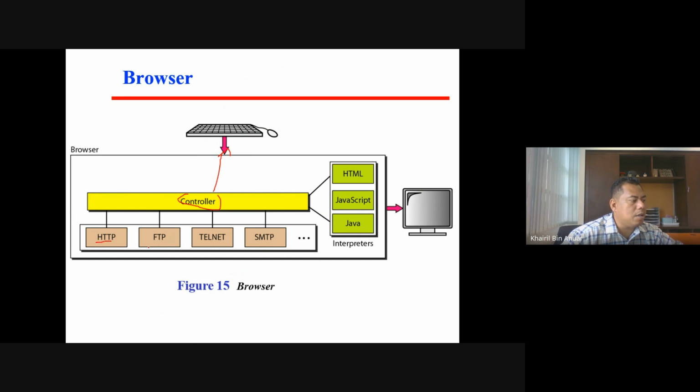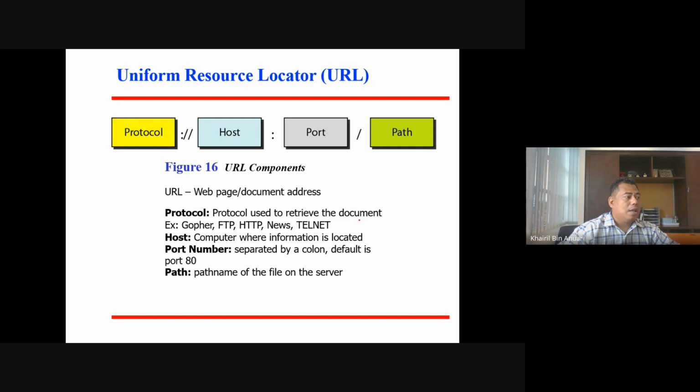Okay, so you have the HTTP, FTP, Telnet, SMTP. So if you are asked in the test or assessment to name 4 different types of application protocols, you can name HTTP, FTP, Telnet, and SMTP. Then you have the interpreter. HTML is for the website, and JavaScript is for applications or animation on your website. So these are called interpreters.